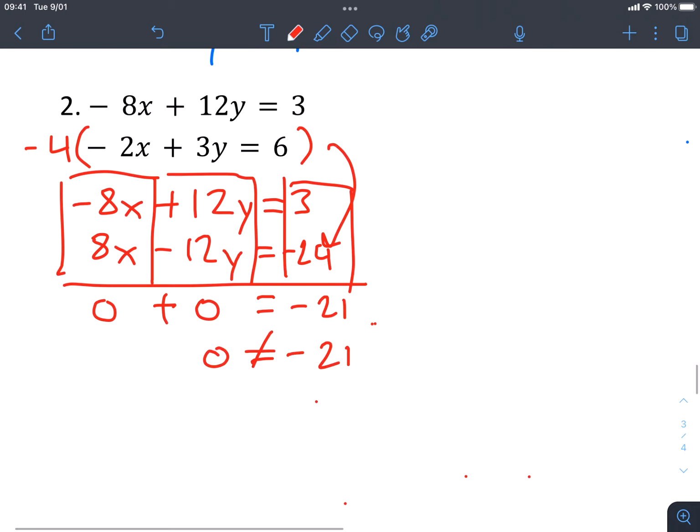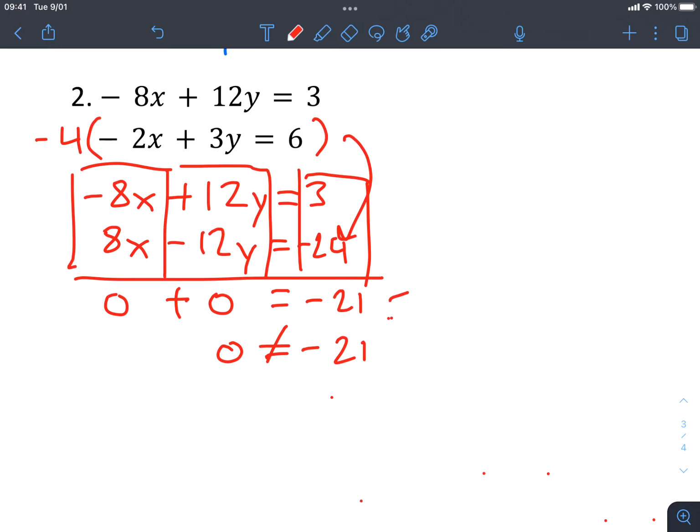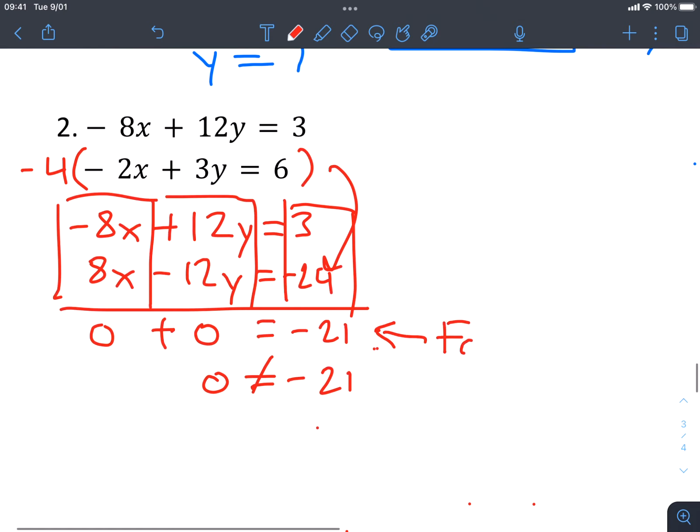Since this right here is a false statement, that means there is no solution. If you remember from part 1, if we get a true statement, in this case, it would be infinite. But if we get a false statement, it would be no solution. So that means that on a graph, these two lines do not intersect. They're parallel. So they're never going to cross. That's why they have no solution.